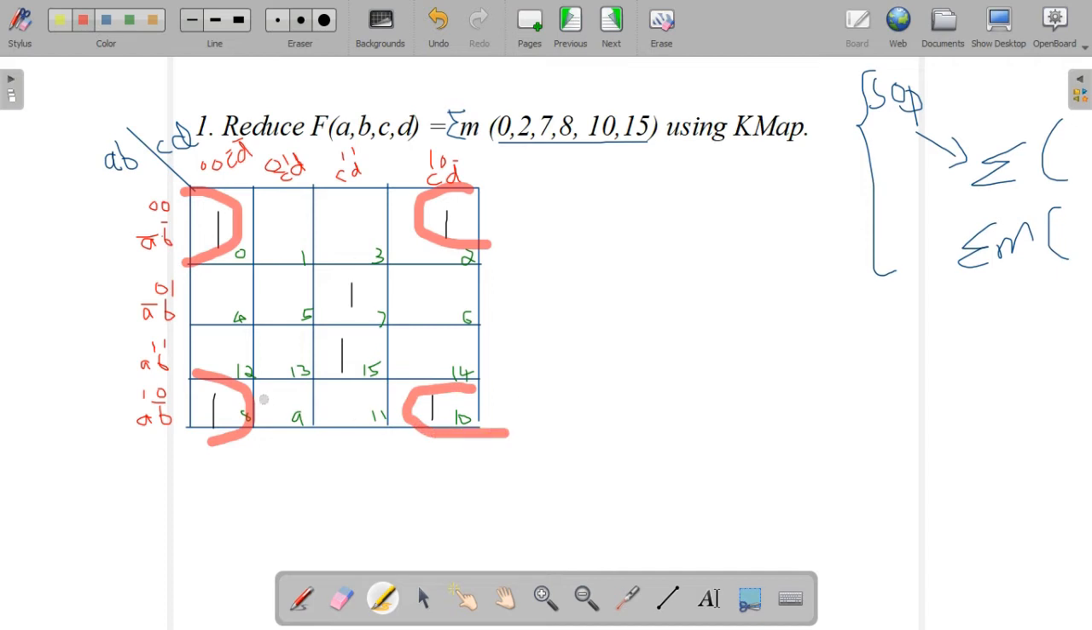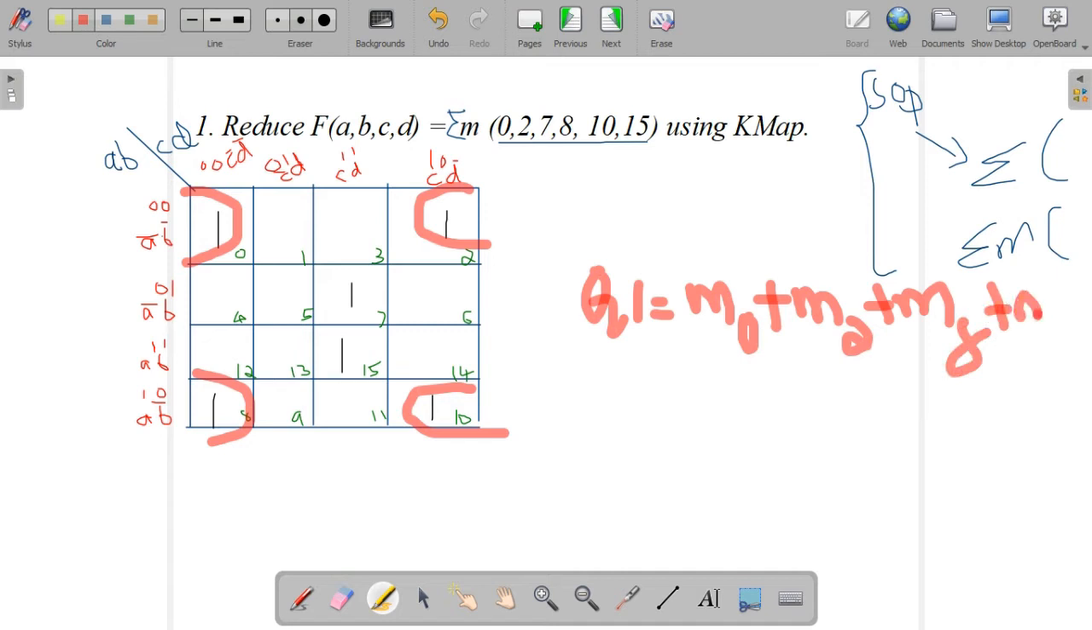So we can do it like this: left and right, along with top and bottom, together make it as a quad. Can we? Yes. So how will we write it? Quad 1 equals M0 plus M2 plus M8 plus M10. How to reduce that value, that also you know.